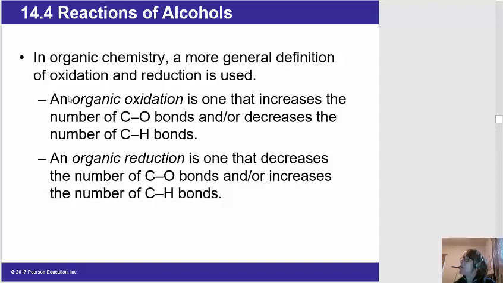So here are the criteria on this slide. A molecule is oxidized if it increases the number of carbon-oxygen bonds and/or decreases the number of carbon-hydrogen bonds. And an organic molecule is reduced if during the process of reaction it decreases the number of carbon-oxygen bonds and/or increases the number of carbon-hydrogen bonds.